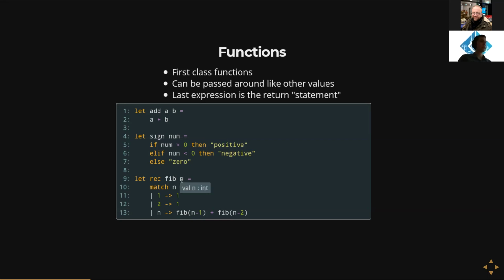So essentially we're checking n. If it's 1, we're returning 1. If it's 2, we're returning 1 because that's what we're doing in Fibonacci. If it's anything else, we're binding that integer to n again and returning the recursive call to Fibonacci n minus 1 plus Fibonacci n minus 2.